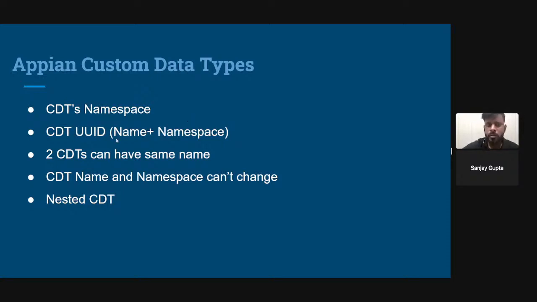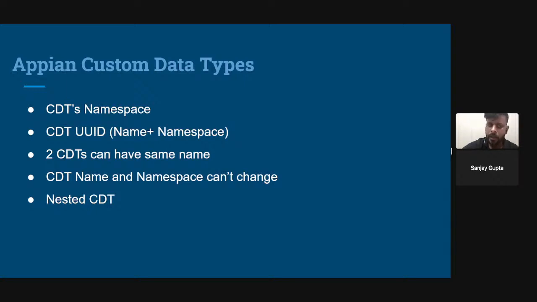Now, the CDT UUID. UUID is a universal ID, okay? So the universal ID is used to identify a particular artifact in Appian, and that will be unique across the environment, okay? Generally, in other artifacts, like the groups or folders we created last time, Appian automatically creates the UUID, okay? That is an alphanumeric key. In a CDT, the UUID is the name plus the namespace, okay? So with a similar name and namespace, I cannot create another CDT.